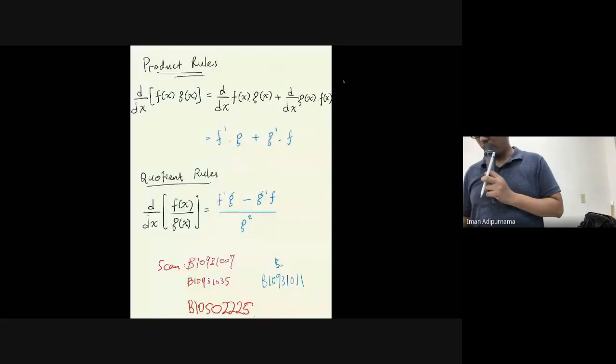Okay, last week we were discussing the product rules, and I haven't finished proving the theorem for the product rules. So today I will start with product rules, quotient rules, and maybe some examples of derivatives of functions.